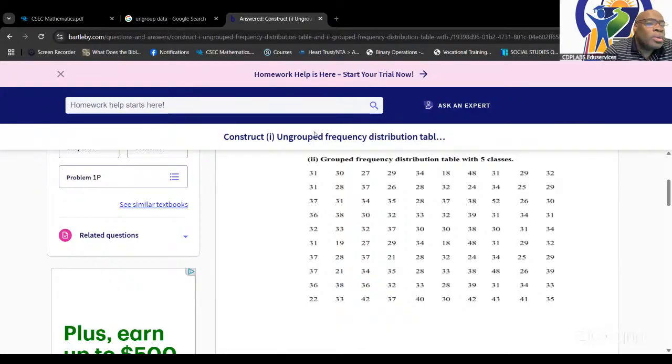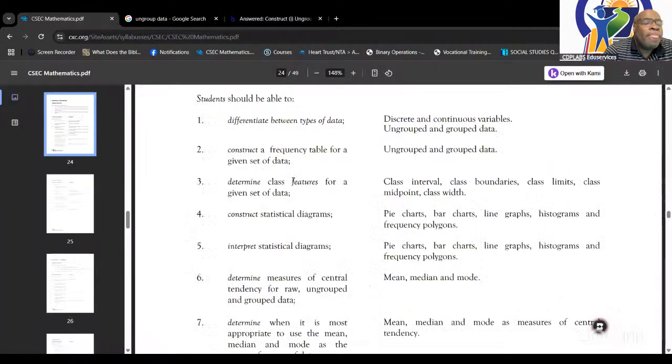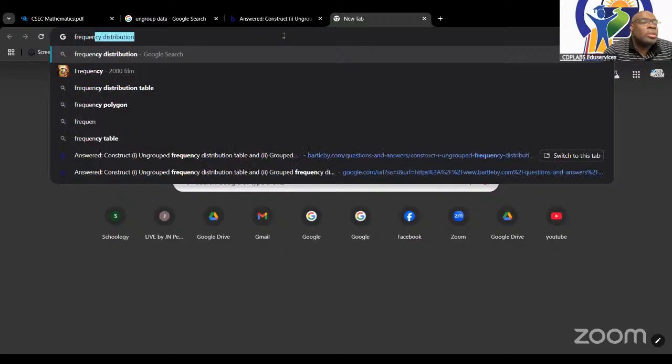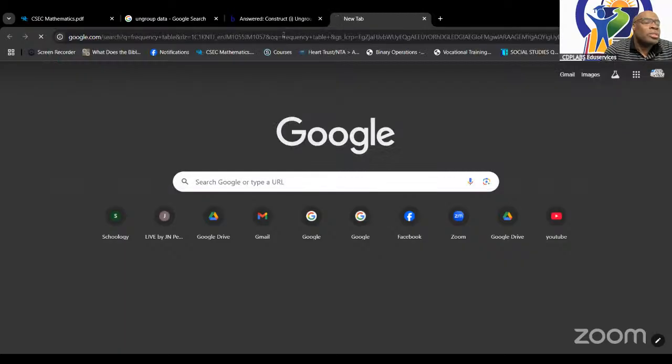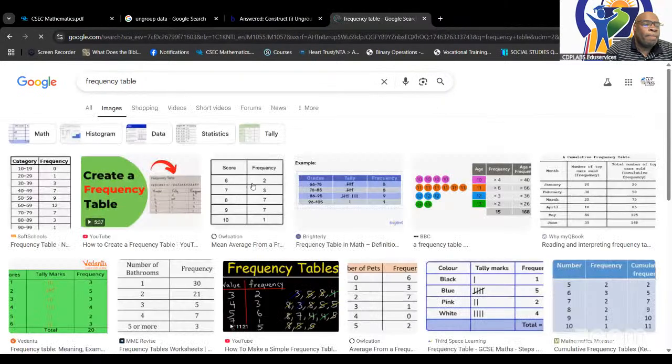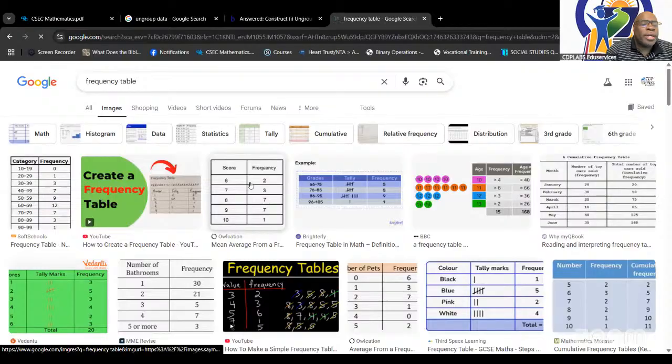All right. Just screenshot it because I'm going to move on to the syllabus we really have to focus on. So for those persons who don't know what a frequency table looks like, let me quickly show you. Here's an example of a frequency table right here.